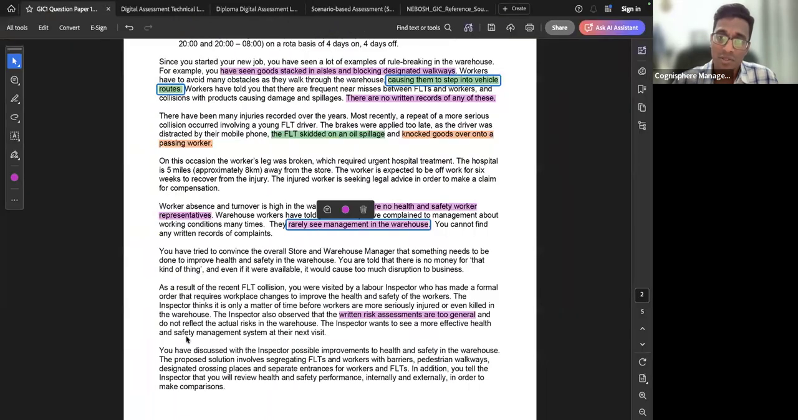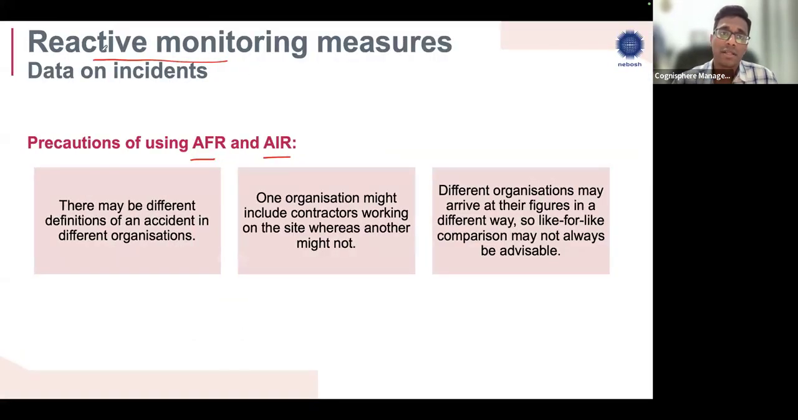So to that extent, reactive monitoring is very useful. We may think that an incident has happened, but the data that we collect from those incidents, and how we use it for predicting future incidents, helps us prevent future incidents.